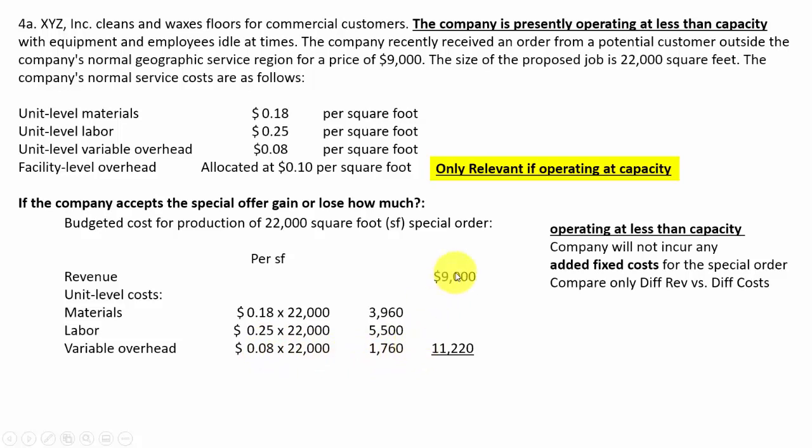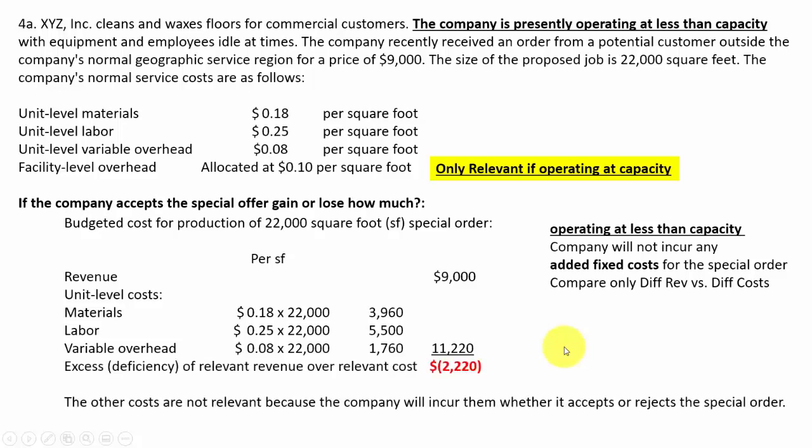You can see already that if the price of this job was $9,000, the variable expenses associated with this job would be $11,220. So you wouldn't want to do this, unless there's some other reason other than cost. It doesn't make any sense on paper because you're going to lose $2,220. The other costs are not relevant because the company would incur these fixed overhead costs regardless. The answer is minus 2,220. That's what we're looking for.